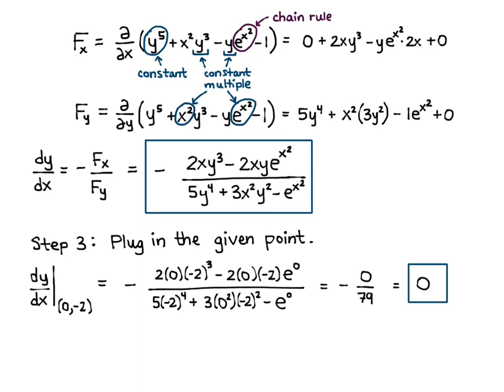So use the definition dy/dx equals negative f sub x over f sub y. Find your partial derivatives and then plug it into the formula. Remember, back in the first step, we had to get it into the form f(x,y) equals 0 before we could define our function.